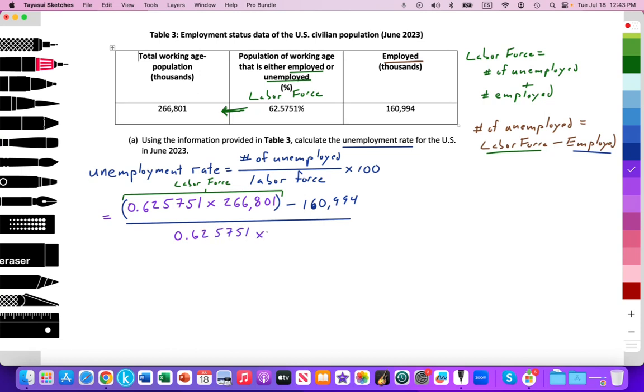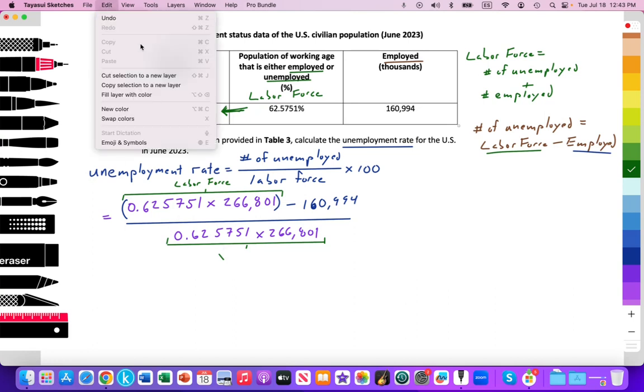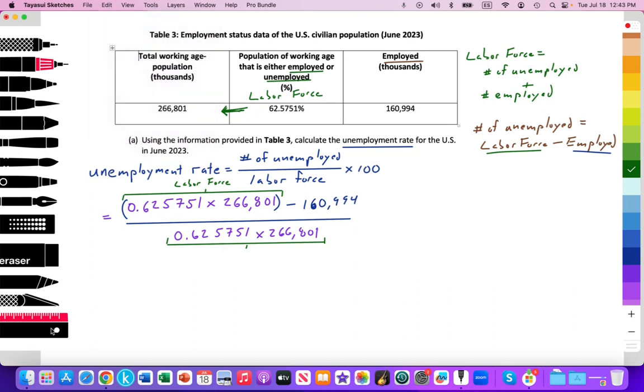0.625751 times 266,801. Again, that's going to be our labor force. I'm just going to make a note here so we're mindful of what these numbers mean. That is our labor force. So we have an accurate formula. Unemployment rate is the number of unemployed divided by the labor force.